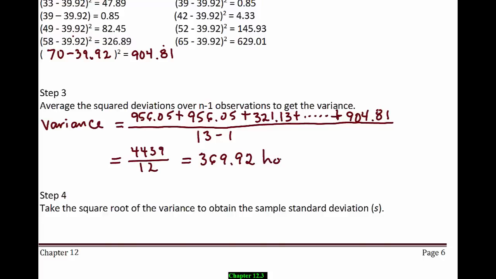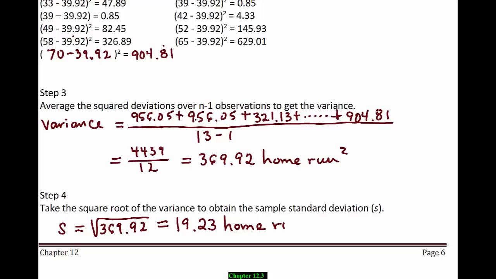Now remember, our units on this are the square of the original units. So you can see home runs squared don't make any sense to us. So step 4 is to take the square root of that variance to obtain the sample standard deviation. So s is the square root of our variance. s equals the square root of 369.92. And if you punch that in your calculator, it should come out to be 19.23. And remember, it gets units, so it's going to be 19.23 home runs.